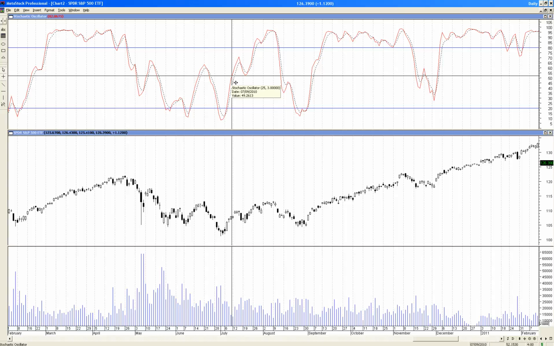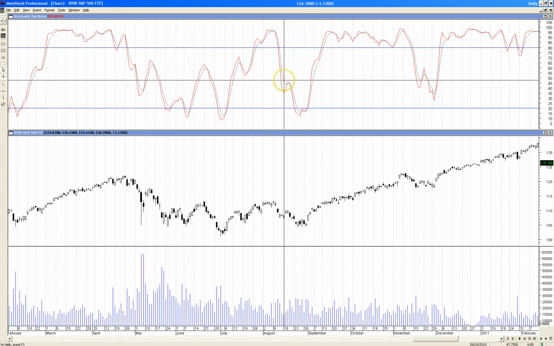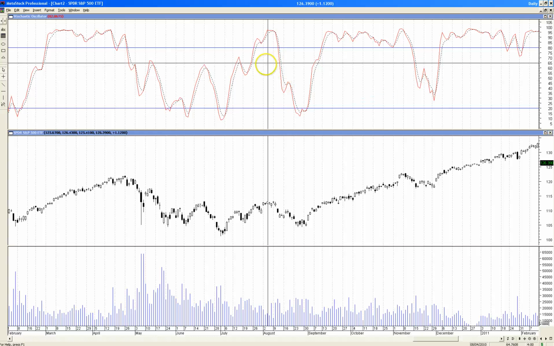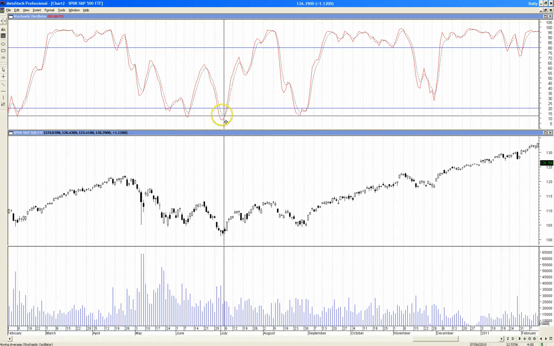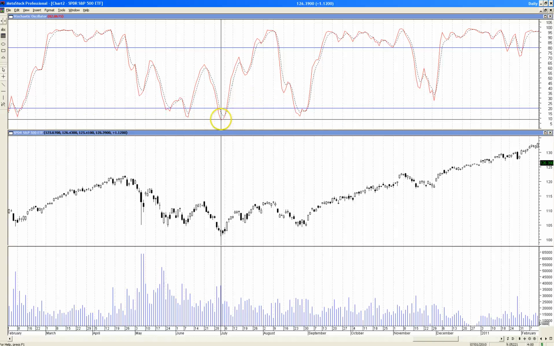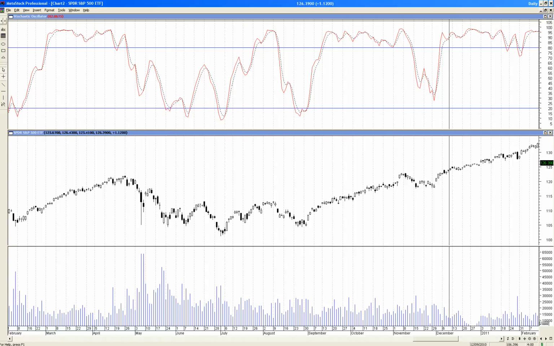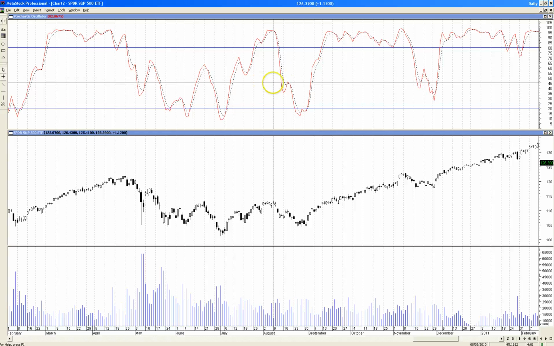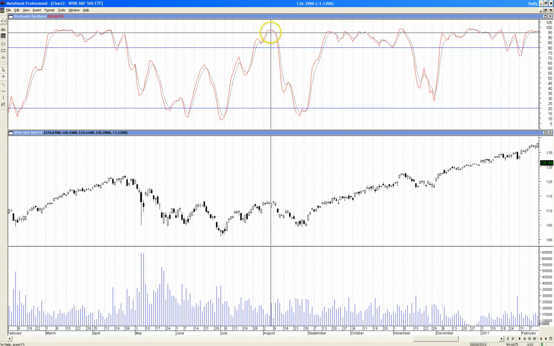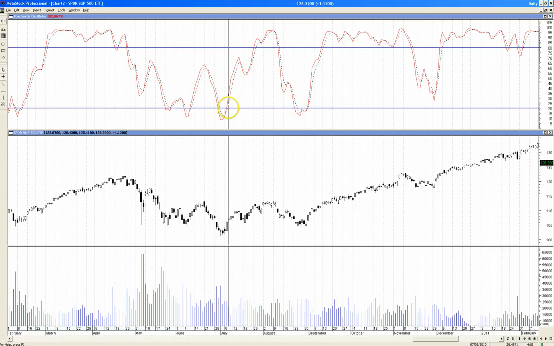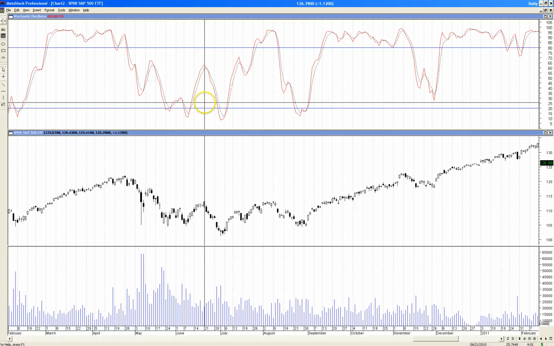I've seen this interpreted this way before. Basically, here's how I interpret this. I interpret this stochastic indicator not necessarily to be a buy once it comes down into here, or necessarily a sell once it gets to the top. So for example, it's not necessarily a sell just because it's up here. What I do is I tend to look at when it's crossing certain points.